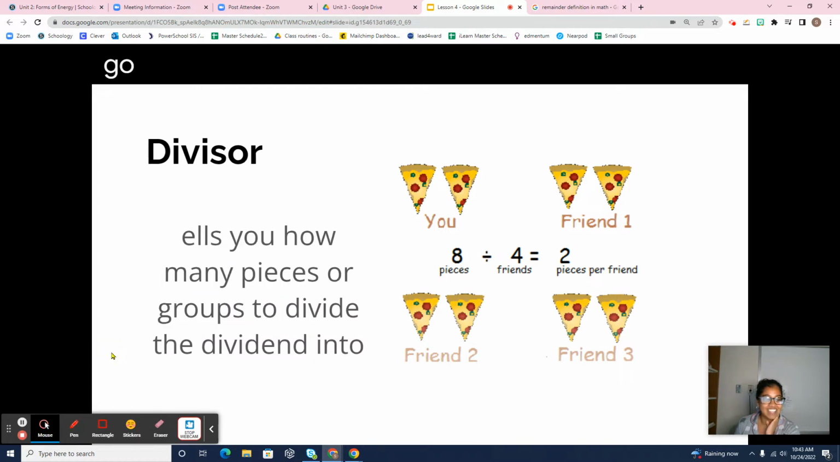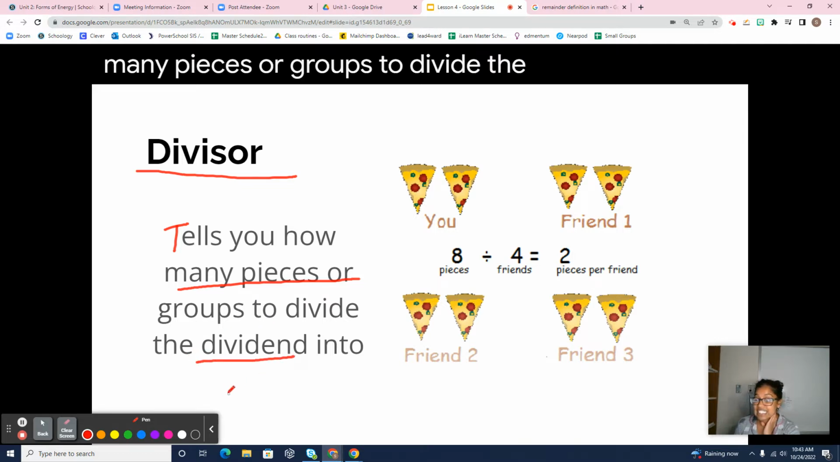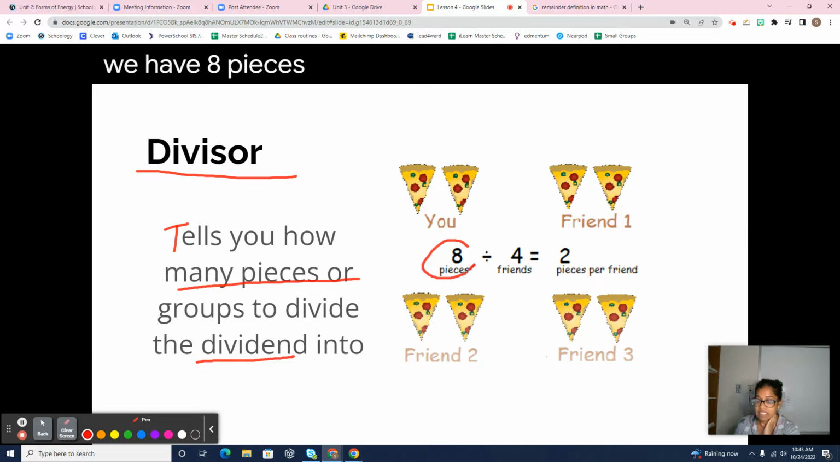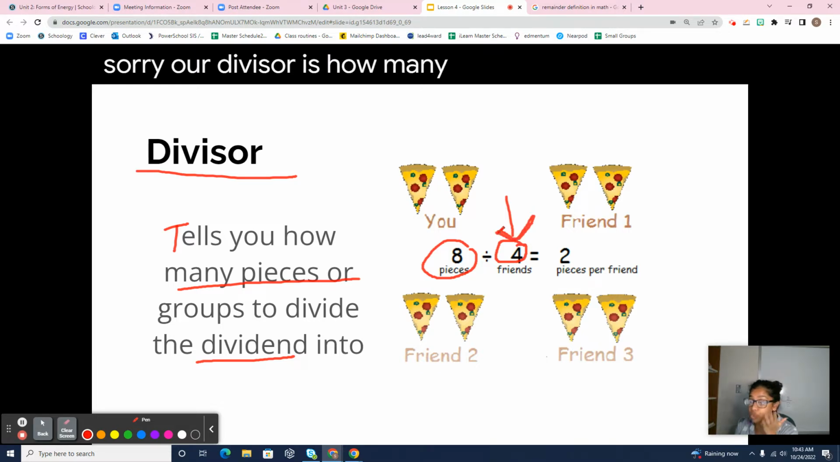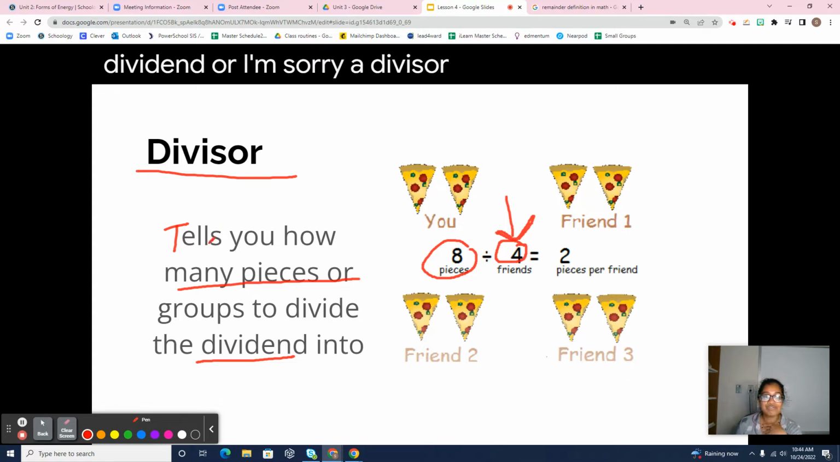All right, let's go on to divisor. Oh, this is supposed to be a T. The divisor tells you how many pieces or groups to divide the dividend into. So if we have 8 pieces of pizza, that's what we're dividing. We are dividing it among 4 friends, so we are dividing it into 4 groups. Our divisor is how many groups we are dividing our dividend into. So the divisor tells us how many groups we are dividing into.